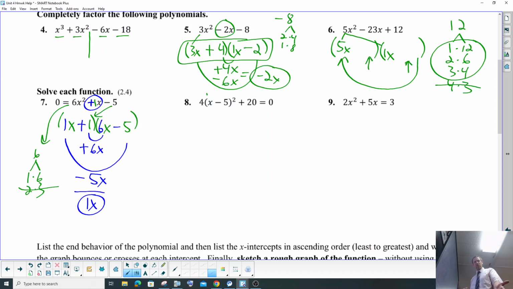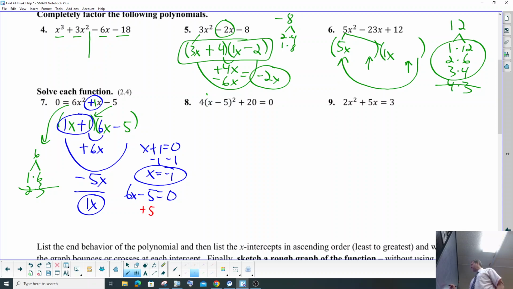So solve each function now. So you have to set each one equal to 0. So we have an x plus 1 equal to 0. And we have a 6x minus 5 equal to 0. So minus 1 to the other side. So we get an x equals negative 1. Now this one's tricky. So we have to add 5 first. 5's not the answer.